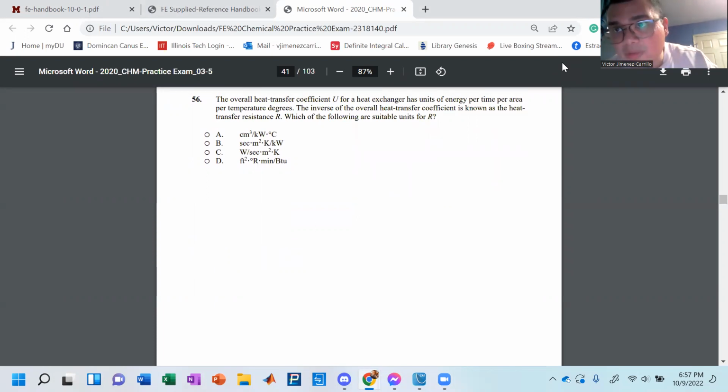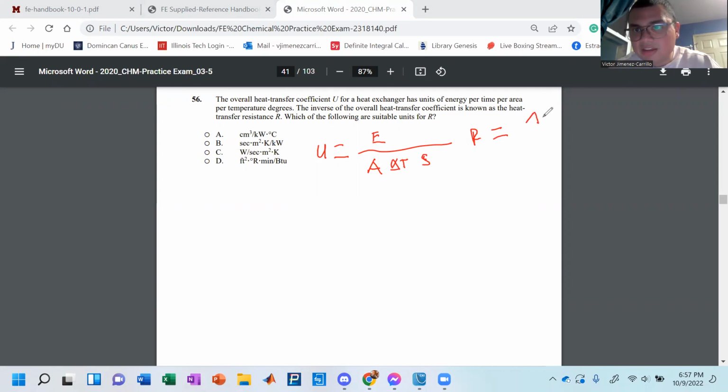Okay, first things first, you need to know basic inverses. Basically, what it just told you is that U is equal to units of energy per area per temp, so just delta T, per time, like seconds. R is the inverse, so you just literally flip it over. So it'd be area, temperature, time divided by energy. So that's number one.